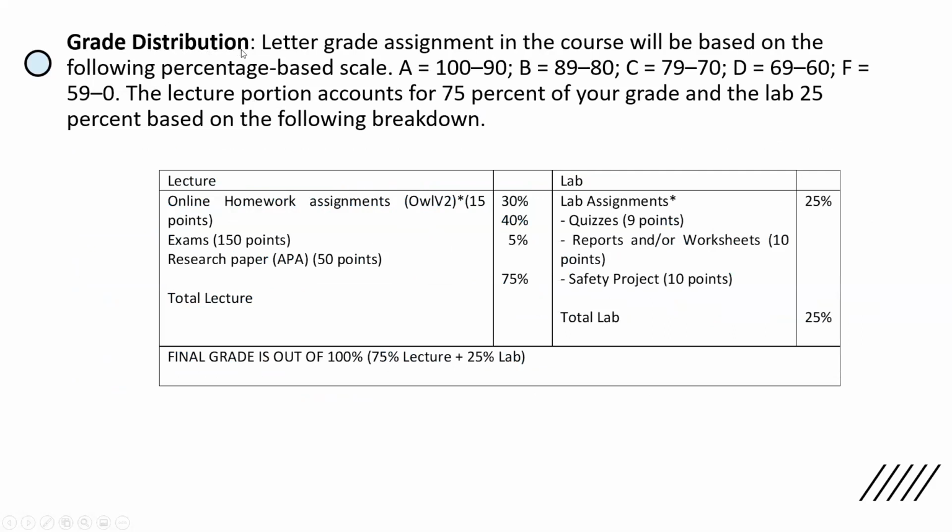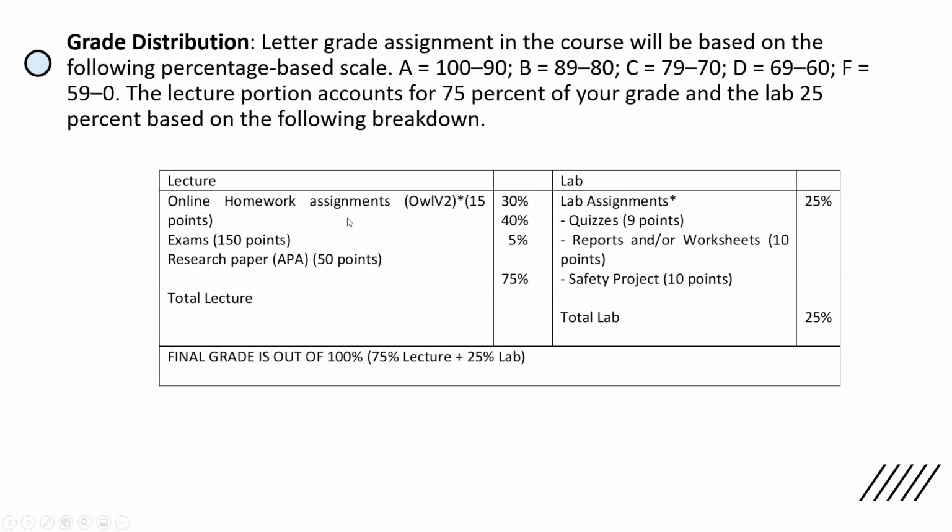The grade distribution will be letter A from 100 to 90 points, the letter B from 89 to 80, C from 79 to 70, D from 69 to 60, F 59 or lower. The lecture portion will produce 75% of your grade, and the lab only 25. Both together is the final grade.